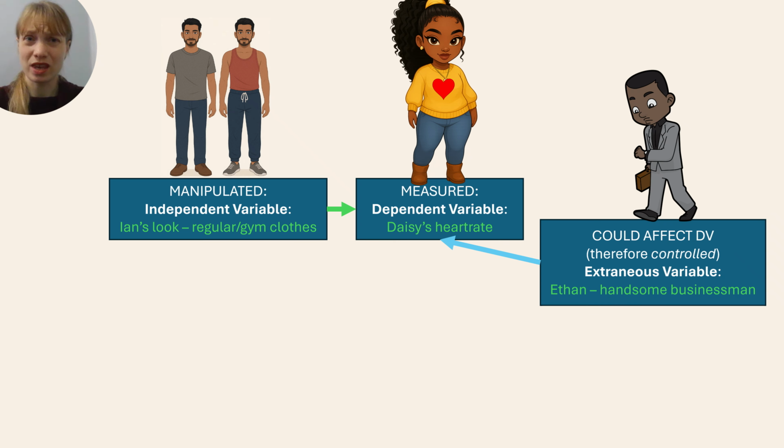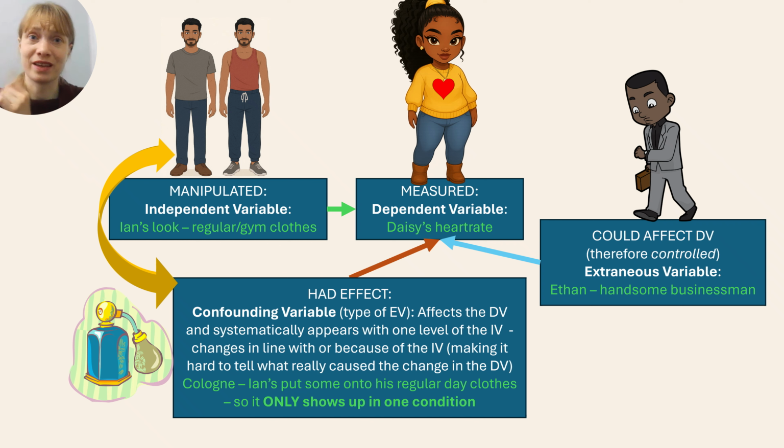Now, there's also Ethan, a handsome businessman. If Ethan walked past during the study, Daisy's heart rate could easily go up, right? That means Ethan could affect the dependent variable. But since we know that, we make sure he stays away during the experiment. We've controlled his influence. So he's an extraneous variable, something that could affect the results, but doesn't because we're controlling it.